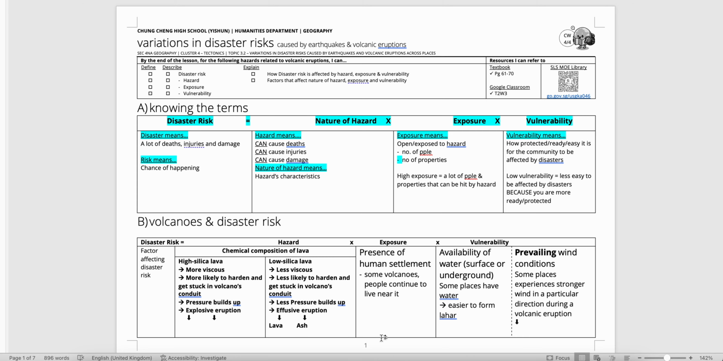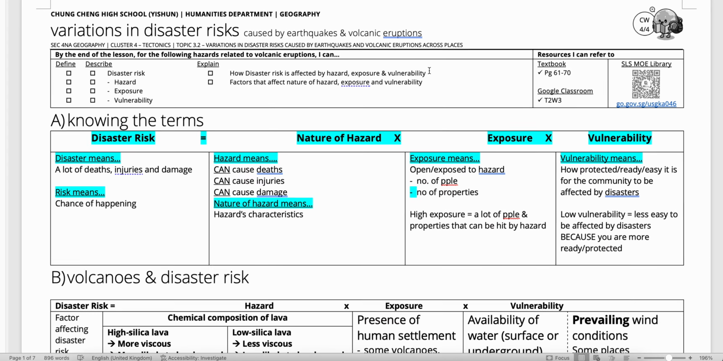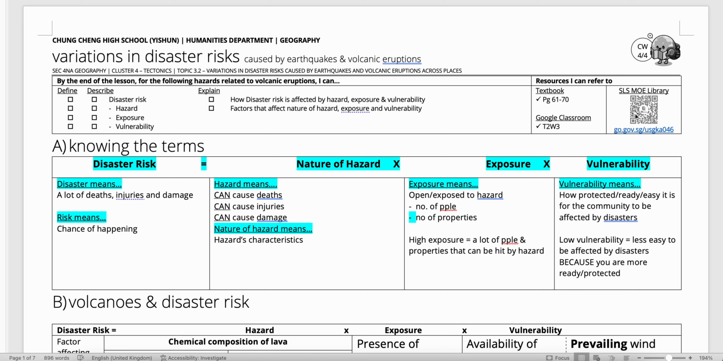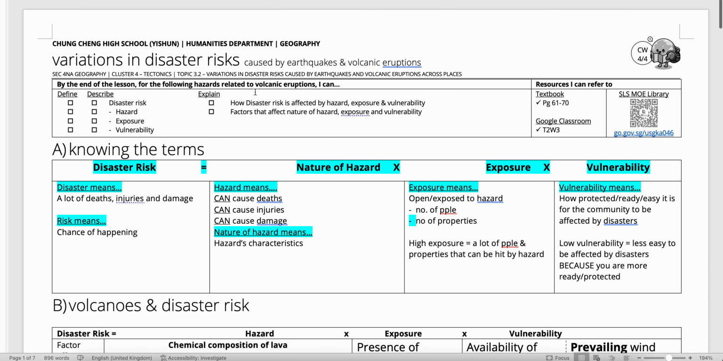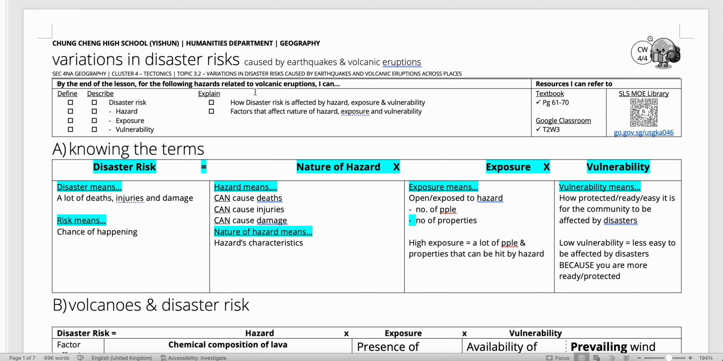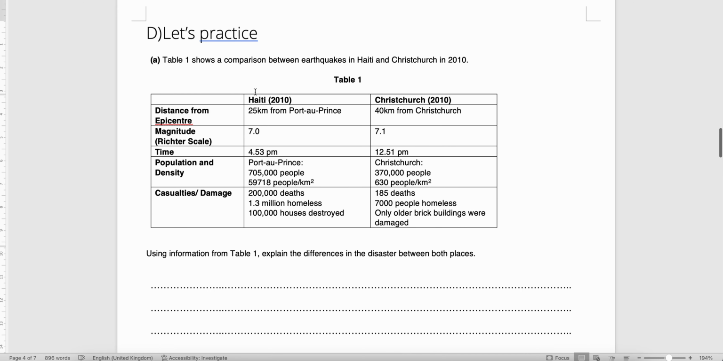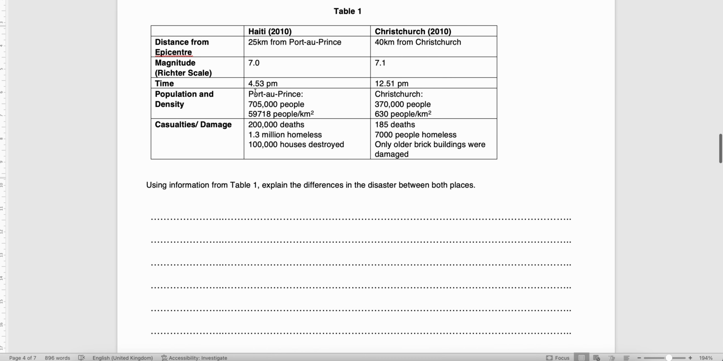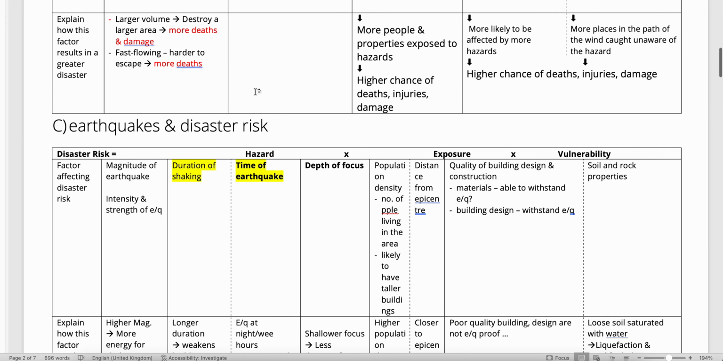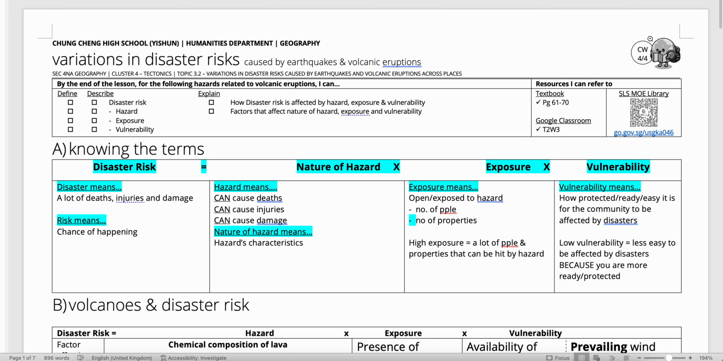Hi geographers, we are looking at this handout CW4/4 on variations in disaster risk. So you have learned the content already. What we're going to do is apply our learning to the questions behind. These practice questions allow us to apply our learning and deepen our learning. So let's look at the question.